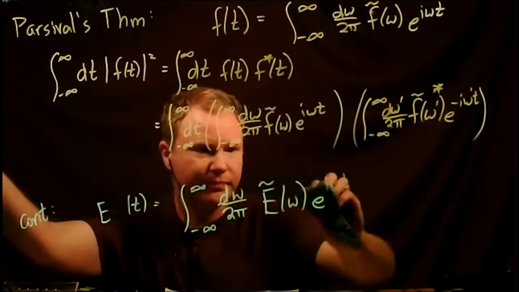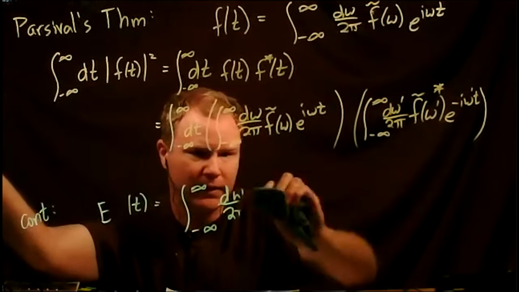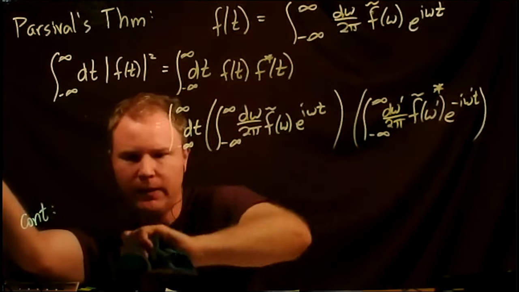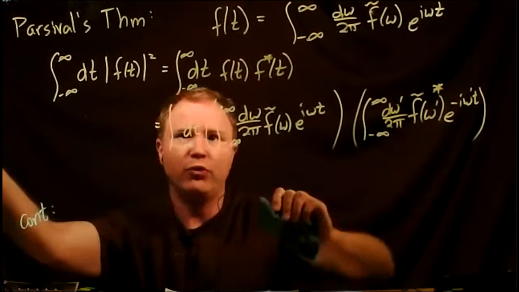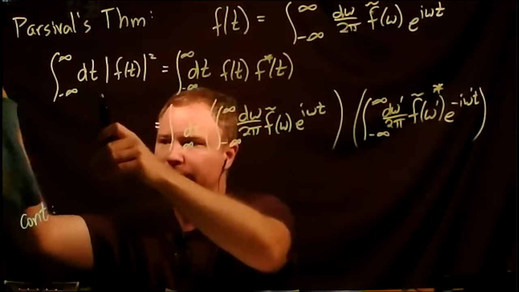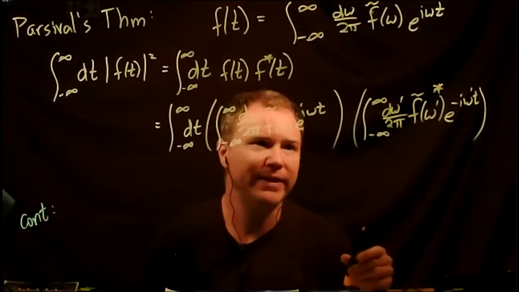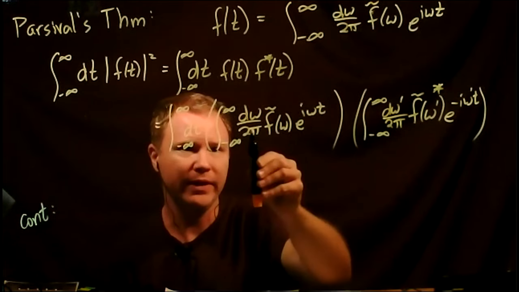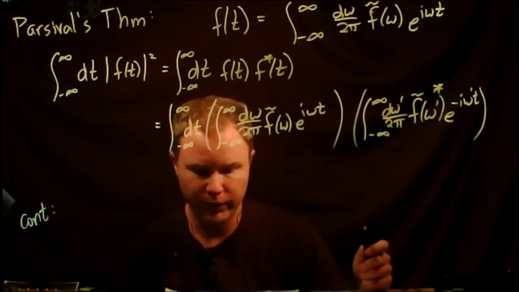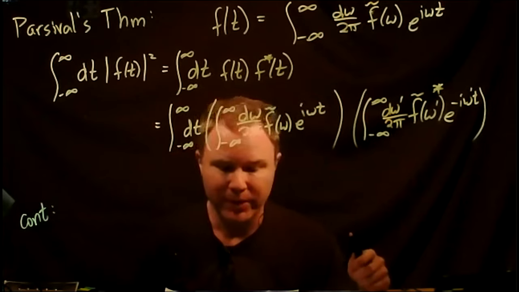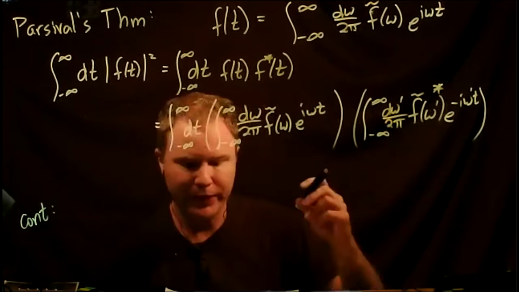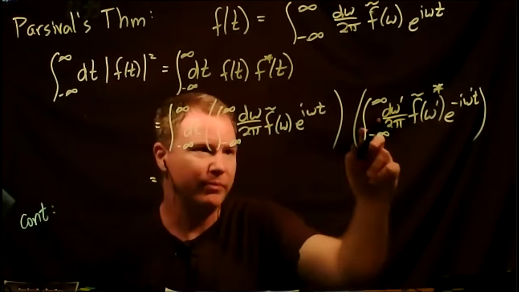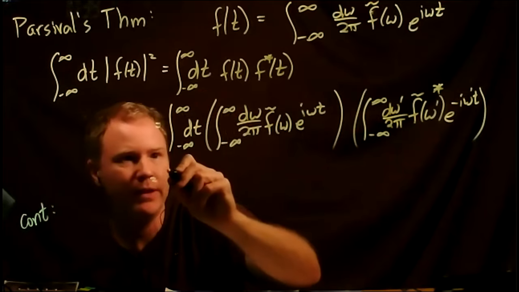All right, so let's multiply this out. Of course, this only makes sense if everything converges properly, so I'm not going to worry about the detailed convergence properties. But I have three integrals: an integral over time, an integral over omega, an integral over omega prime. Let me factor them out in a particular way here. Let me imagine writing this as a sum and then regrouping terms.